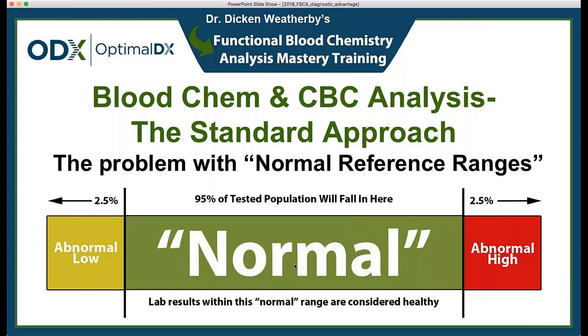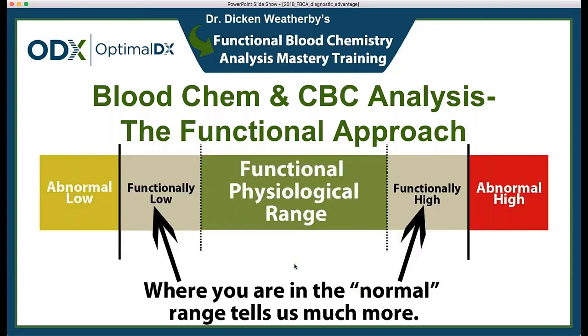Normal does not mean optimal, and clearly most normal reference ranges are really far too broad to adequately detect health problems before they become pathology, and are not useful for detecting dysfunction. You can kind of sense I get on a little bit of a bandwagon on this one. So this is why I prefer a functional approach, right?